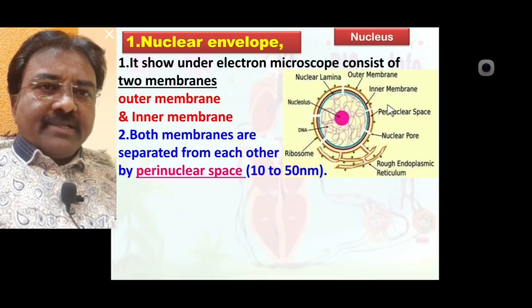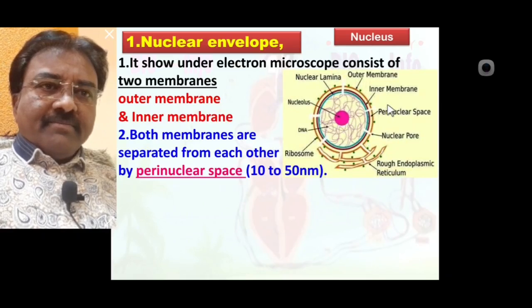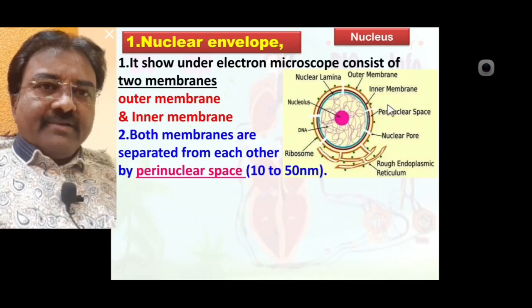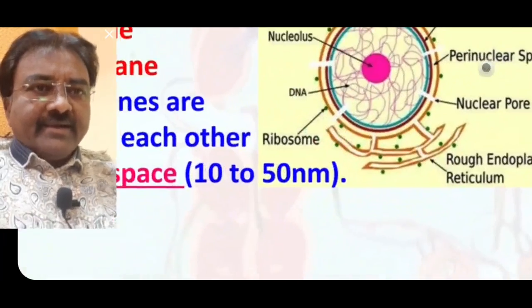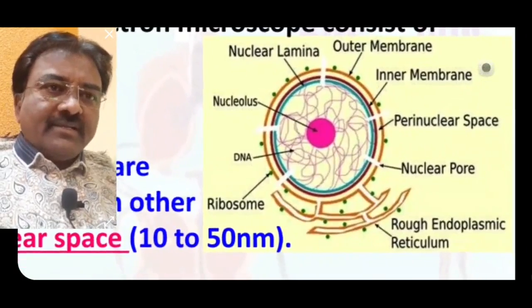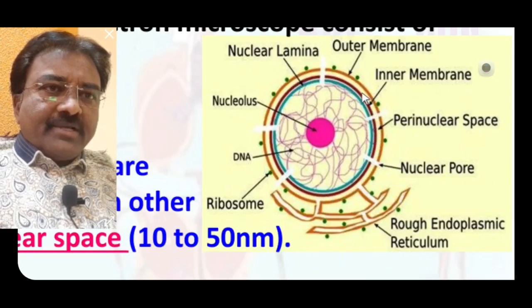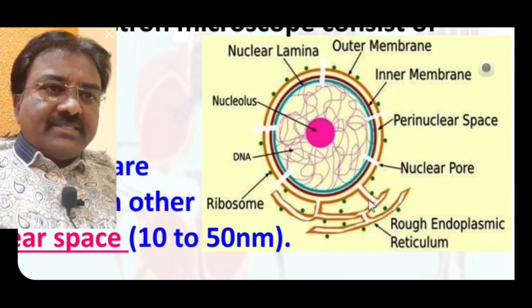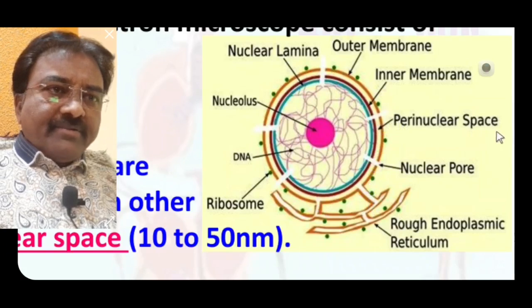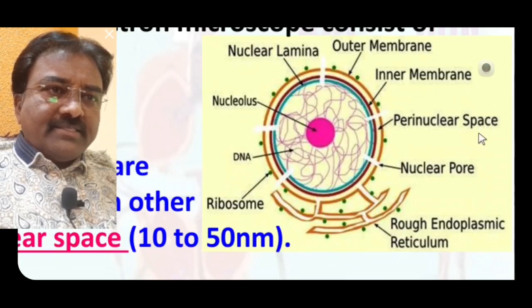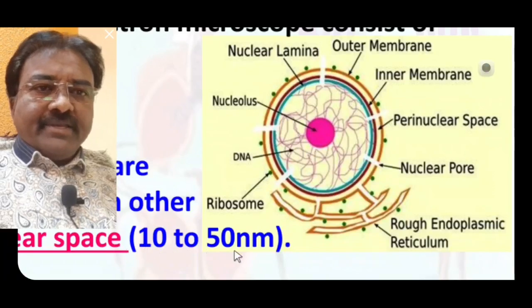Seen here in the diagrammatic representation, what are the membranes of the nuclear envelope? Outer and inner. This one is the outer membrane of the nuclear envelope, and this one is the inner membrane of the nuclear envelope. In between the outer and inner membrane is present a space called the perinuclear space, and this space measures about 10 to 50 nm.